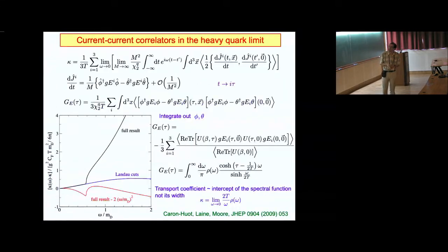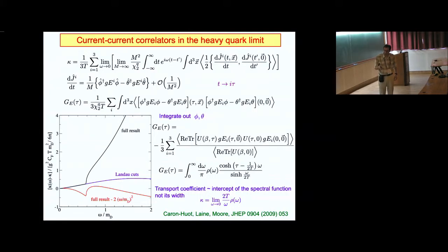So there is a way out, because you could use this problem of working with a heavy quark mass to your advantage. If you have a heavy quark mass, it means you have heavy degrees of freedom, which you could integrate out and maybe simplify your problem.